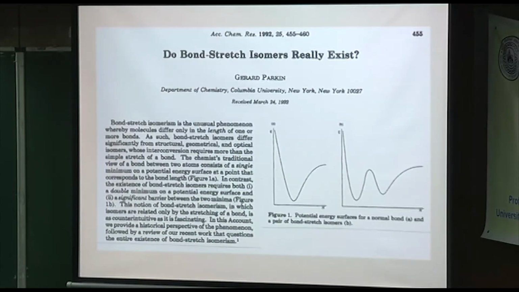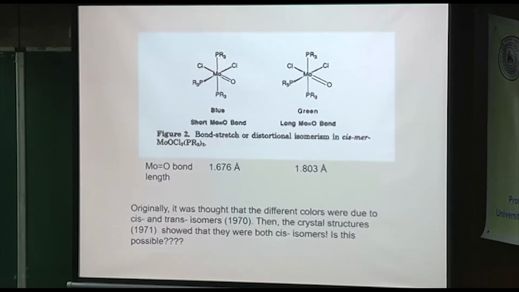This was another interesting case of disorder that created a lot of controversy back in the 1990s. In fact, this guy's career was really based originally on this question: do bond stretch isomers really exist? So he had this transition metal compound. Here, it's depicted here, and he had two different colors, a blue and a green.